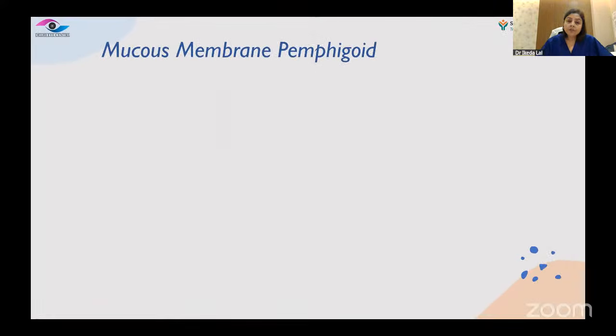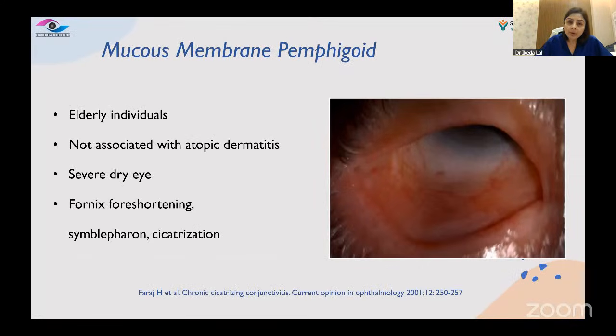A rare differential for AKC can be mucous membrane pemphigoid, because AKC can subsequently cause corneal scarring, fornical foreshortening, symblepharon. So here, this presents mostly in elderly individuals. They will not have any other signs of atopic dermatitis, and they have severe dry eye with all of these signs that we just discussed.